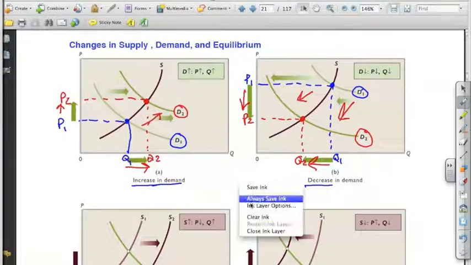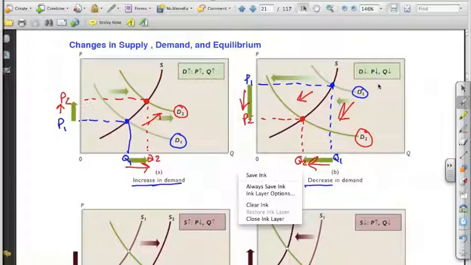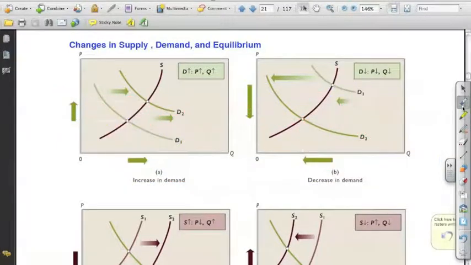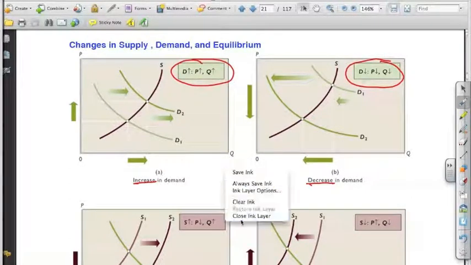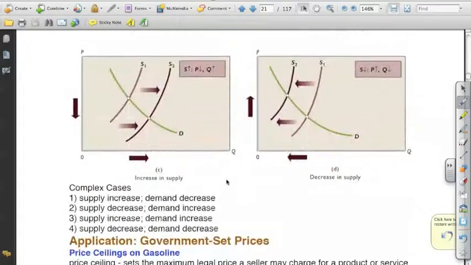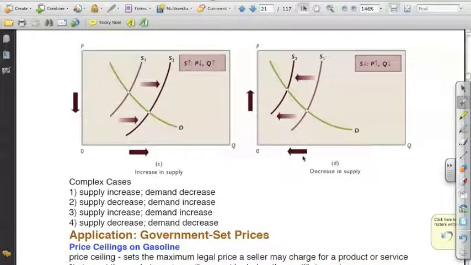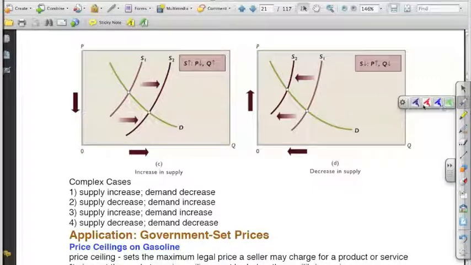And then both of these are just explained over here. You can just see it in the box. So a decrease in demand will lead to a decrease in price and quantity, and an increase in demand will lead to an increase in price and quantity.